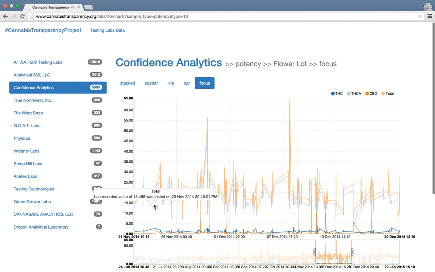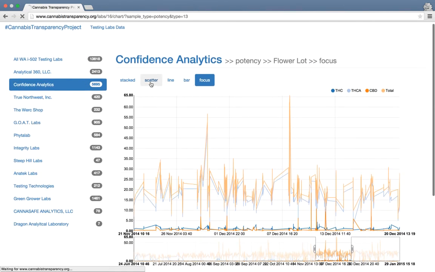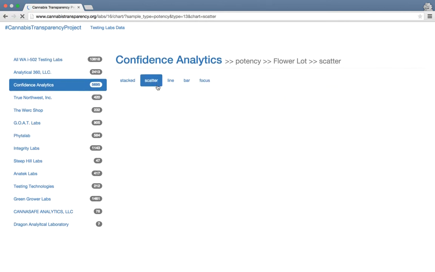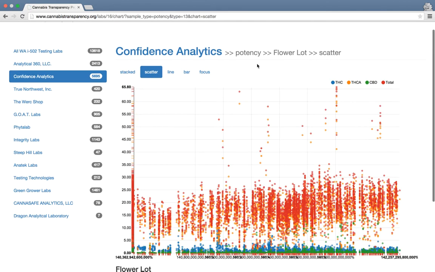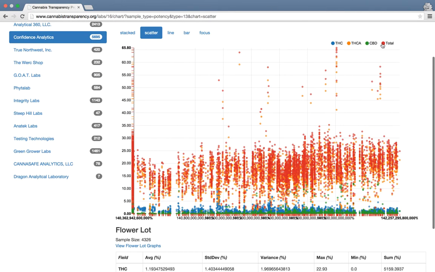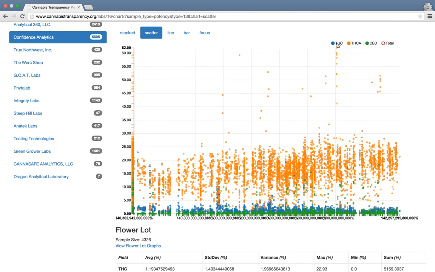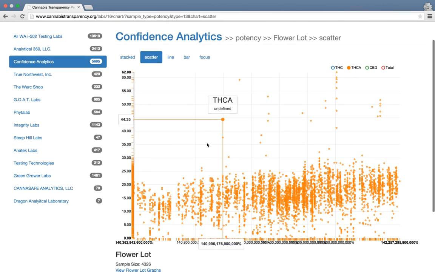Flower lot, that's just that same bar. Click on here to look at different graphs of the same information. You could also look at aggregate graphs for the entire set. This one you're able to filter out a few. So we can take out total, THC, and CBD values, then look at just THCA lab samples over time.